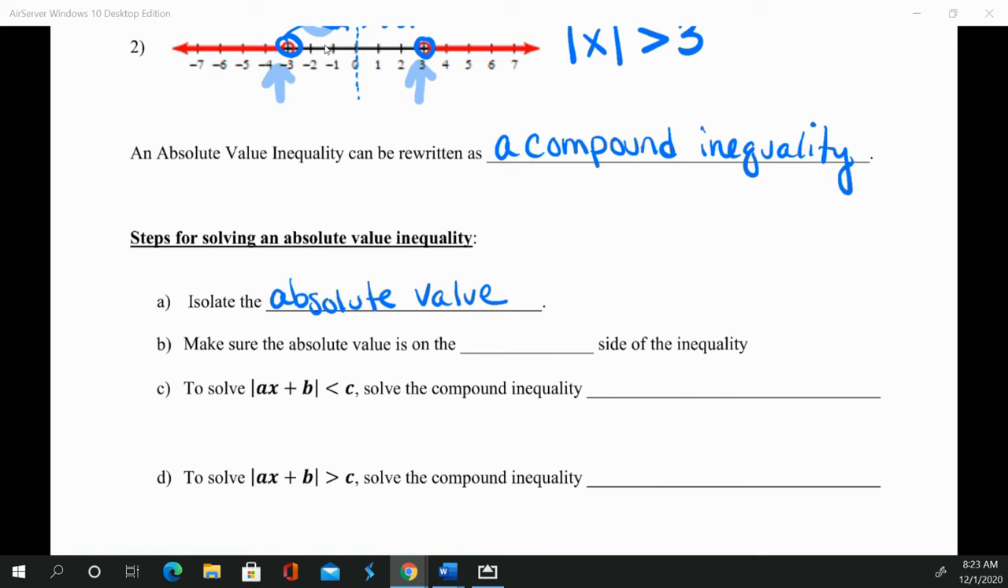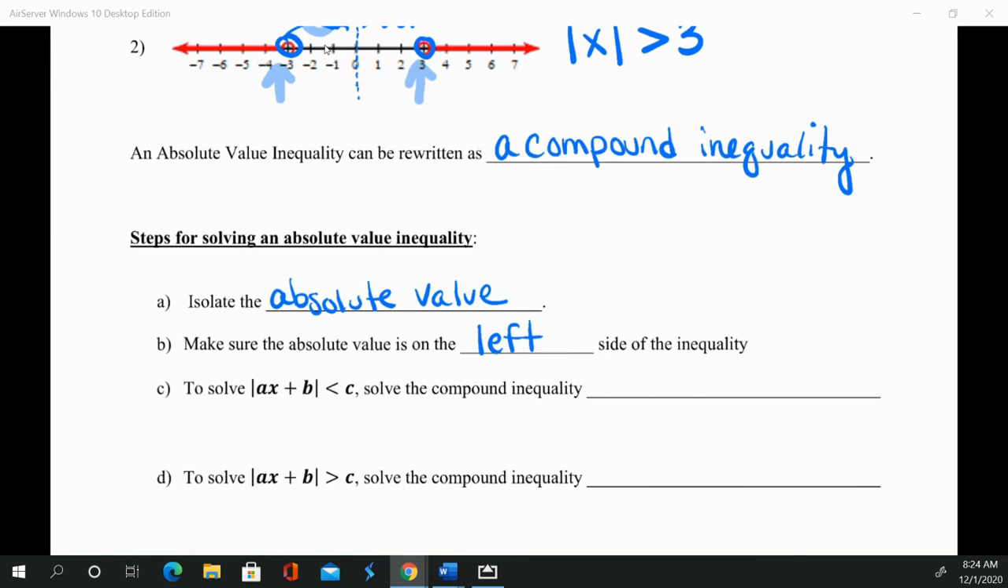We then want to make sure the absolute value is on the left side of the inequality. And then C and D are the most helpful steps for solving, writing, and graphing absolute value inequalities. To solve the absolute value of ax plus b, which just means anything inside the absolute value, those are just like generic terms.